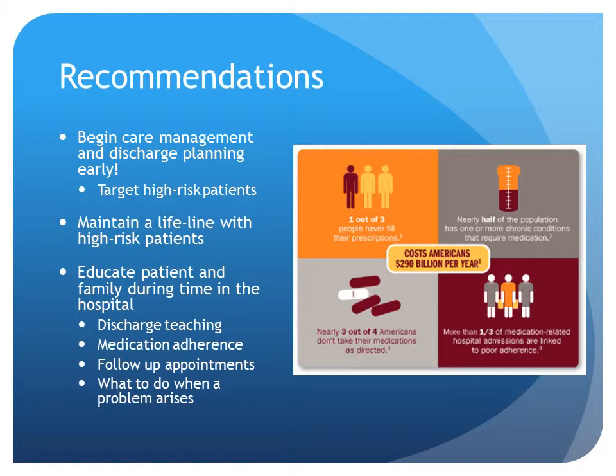We must begin care management and discharge planning early, target high-risk patients, and ensure frequent communication across the care team. We must maintain a lifeline with high-risk patients after discharge through telephone calls, telemonitoring, or other practices. We must align hospital efforts with those of the community providers to provide a range of care. Cooperation can be facilitated through collaborative relationships between hospital and community providers.